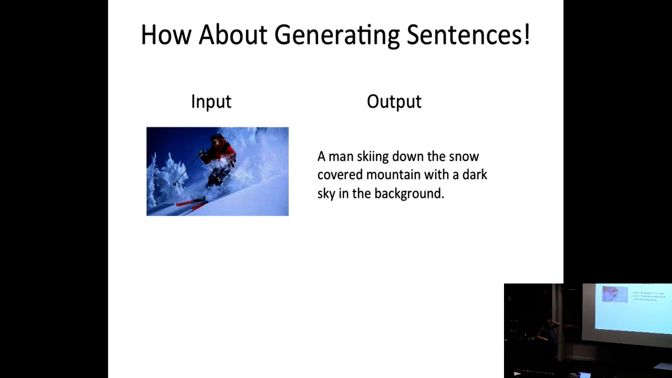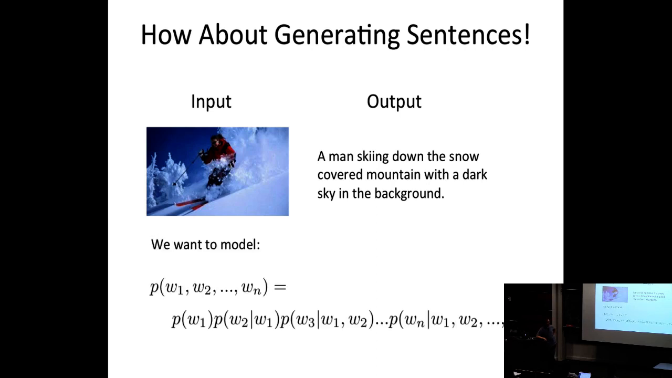Okay, so let me just show you a couple of examples for the rest of the class. How about generating sentences? So here's an example: given an image, you can imagine that you extract some features from the image using convolutional neural nets, let's say, and then you're generating a sentence, right? So can you do that? And here's what we'd like to do. We'd like to basically say, given this sentence, we want the probability of the first word, then the probability of the second word given the first word.